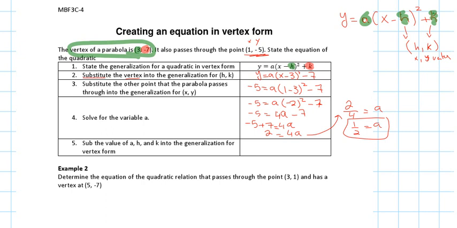I know the value of h. I know the value of k. I put them in my formula, and that would be my equation of the quadratic in the vertex form. So I write it as y equals 1/2 (x minus 3) squared minus 7. That is my equation of the parabola that passes through the vertex, which is (3, negative 7), and has another point, which is (1, negative 5). Are we good?